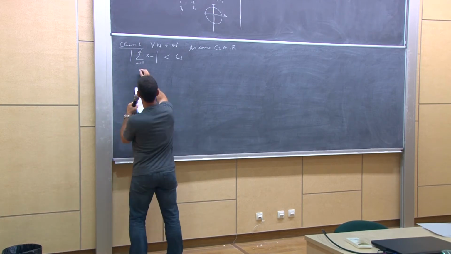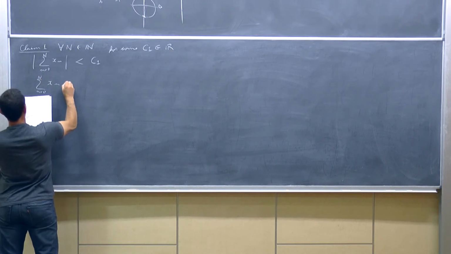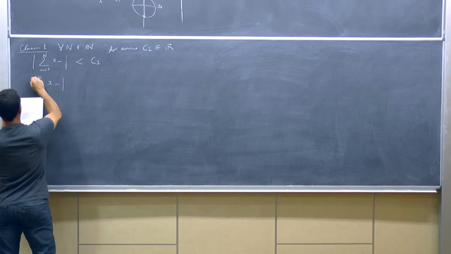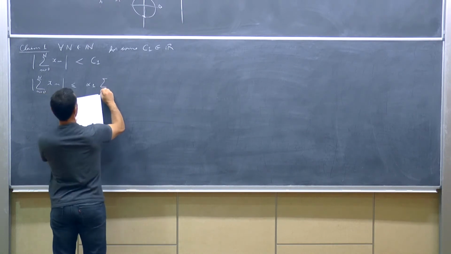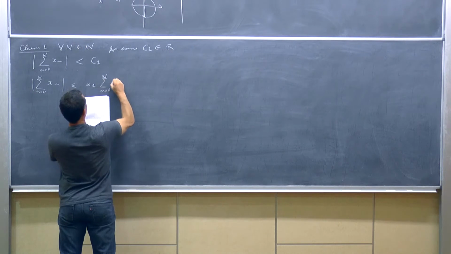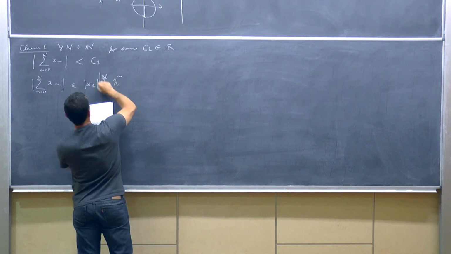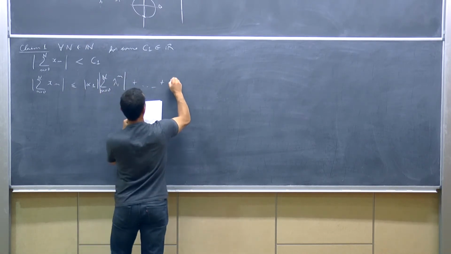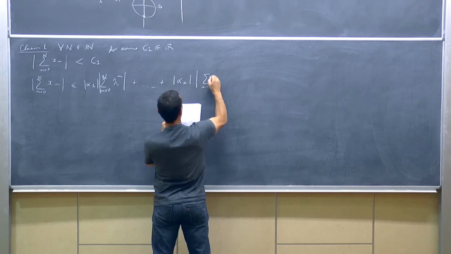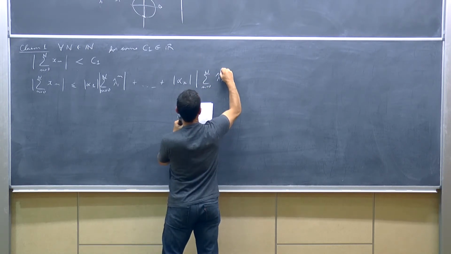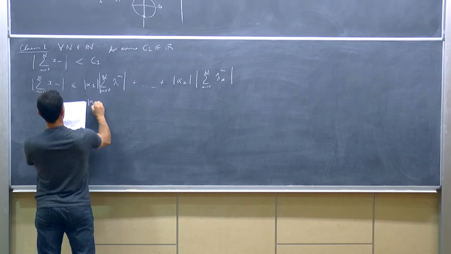Okay, and the way to see this is to write the sum from n equals 0 to N of these x_n, which in absolute value is less than or equal to alpha 1 times the sum from n equals 0 to N of lambda 1 to the n, with absolute value here and there, plus dot dot dot, plus alpha k times the sum from n equals 0 up to N of lambda k to the n. Does that make sense?